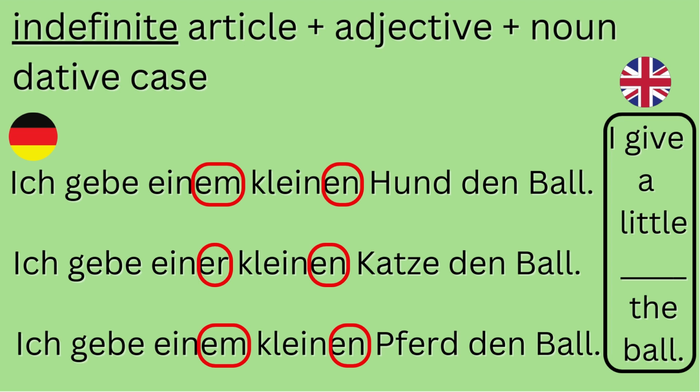So here we see a couple of changes. First of all, we have the M again, which is kind of a giveaway for the dative case. And that's for the masculine and for the neutral gender. So einem kleinen Hund und einem kleinen Pferd. And for the feminine, we have a little bit of a change here too. That would be einer kleinen Katze. So that's the only difference here.